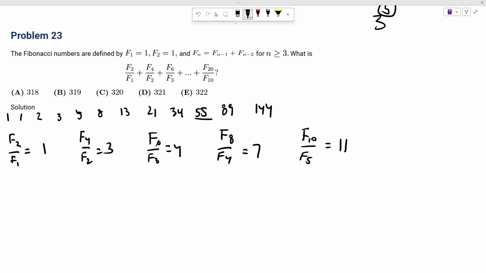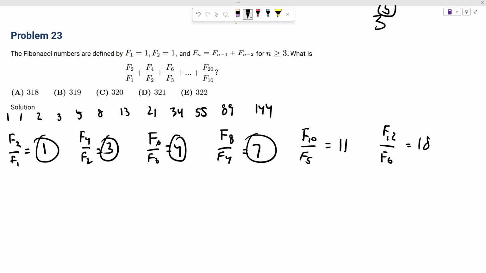That's 55 over 5. F12 over F6 is equal to 18. That's 144 over 8. And now you might be seeing a pattern. We have another Fibonacci sequence. 1 and 3 add up to 4. 3 and 4 add up to 7. 4 and 7 add up to 11. 7 and 11 add up to 18.